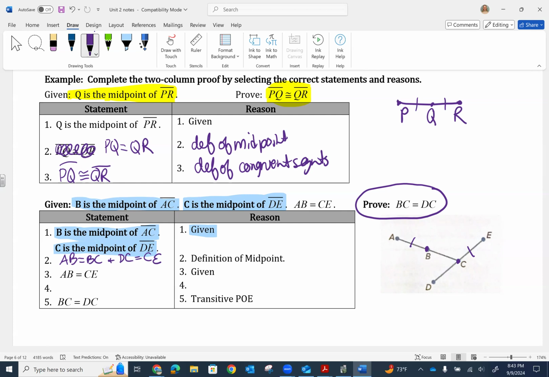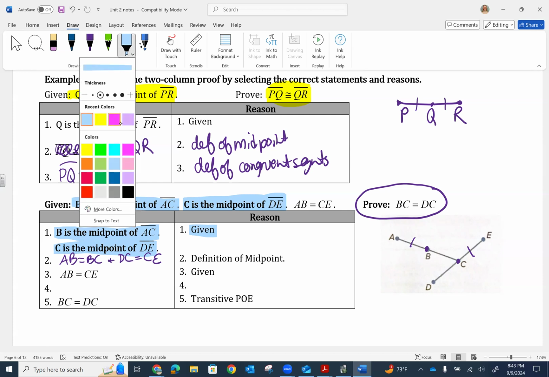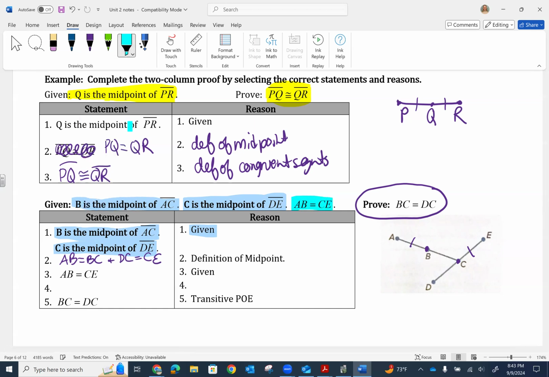How do we know that? Well, look at the top. That actually is another given feature. So we know that is a given. So because we have midpoints, we know we can call out step 2. We made that step ourselves, because we know the definition of midpoint states the parts are equal in length. And then we are also given that AB and CE are going to be equal in length. So we're given that.